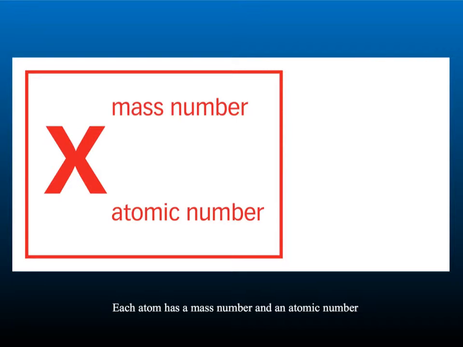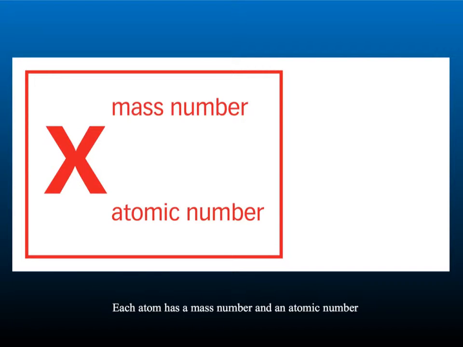All atoms have an atomic number and a mass number. The atomic number is the number of protons in the atom. All atoms of the same element have the same number of protons, and so the same atomic number. For example, all carbon atoms contain 6 protons.